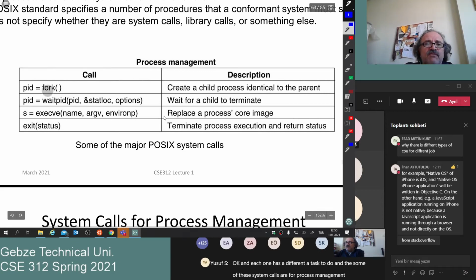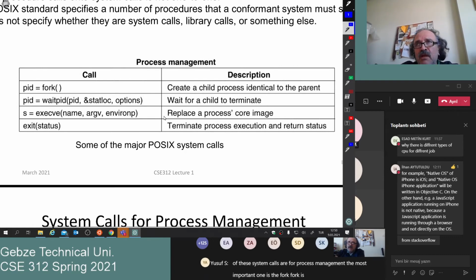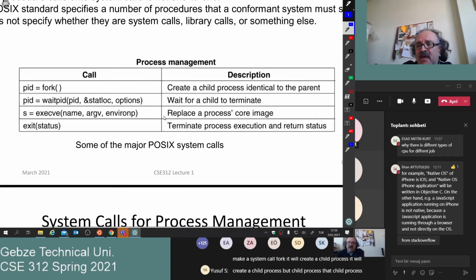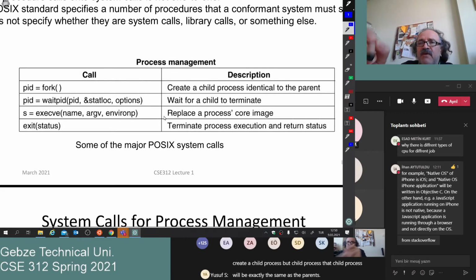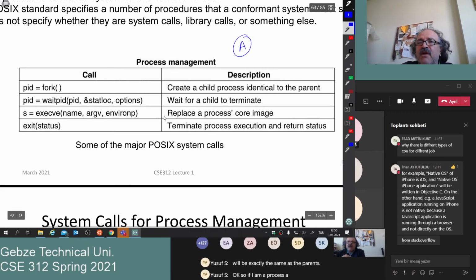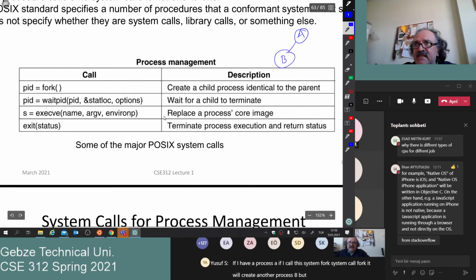The most important one is fork. Fork is a system call. When you make the system call fork, it will create a child process, but that child process will be exactly the same as the parent. So if I am a process A and I call this system call fork, it will create another process B, but B will be an exact copy of A.